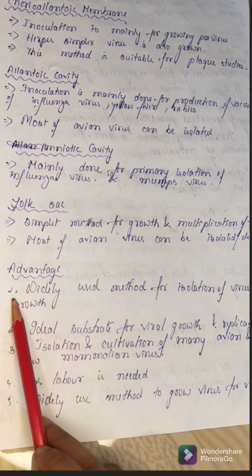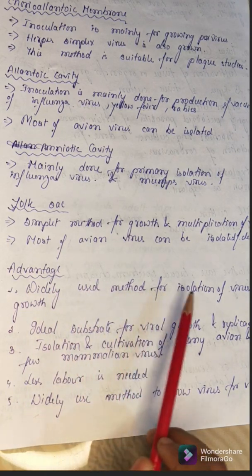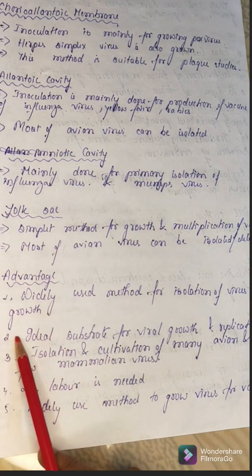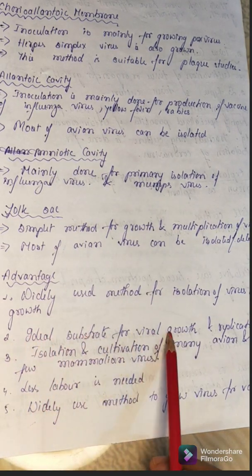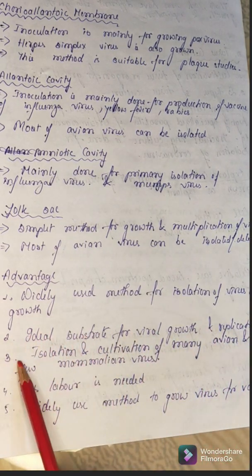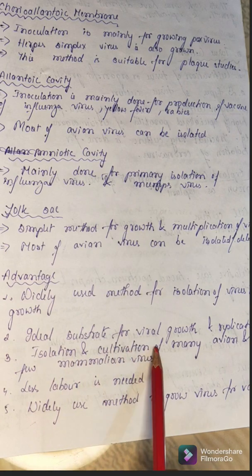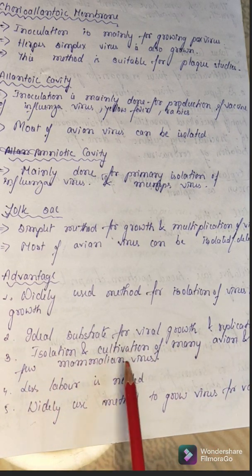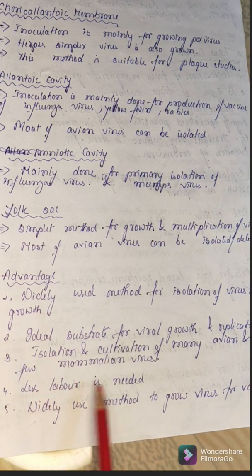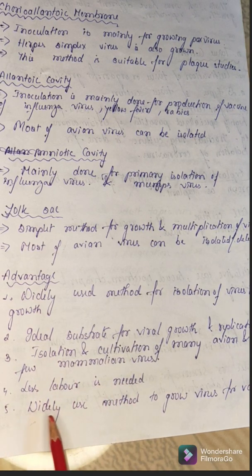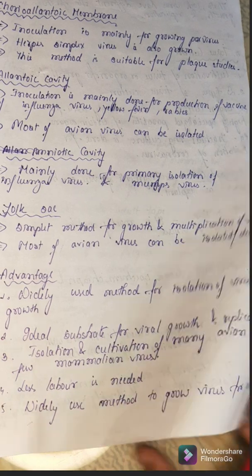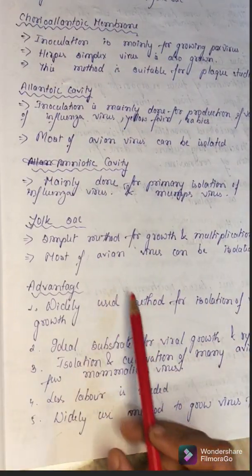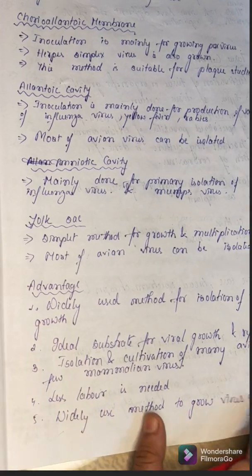Advantages of this method are: number 1, widely used method for the isolation of virus and growth. Number 2, ideal substrate for viral growth and replication. Number 3, isolation and cultivation of many avian and few mammalian viruses. Number 4, less labor is needed. Number 5, widely used method to grow viruses for vaccine. So these are the advantages of the egg inoculation.